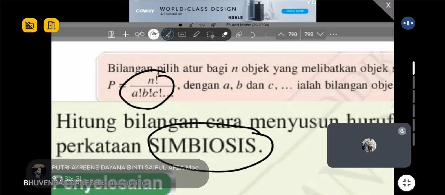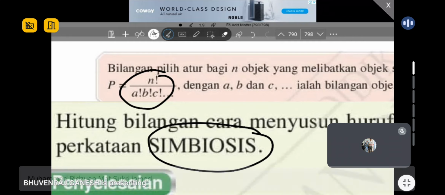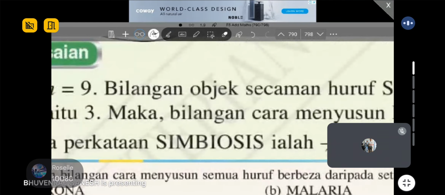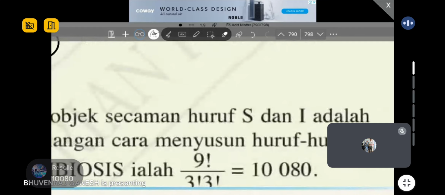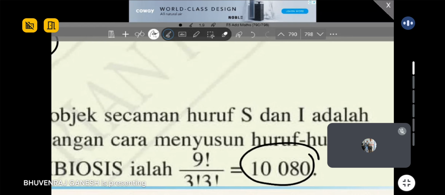Okay, very good. 9 factorial over 3 factorial times 3 factorial. Betul. So you will get this answer. Final answer is 10080. Okay, guys, so you got 3 s's and 3 i's. So that's why we divide by 3 factorial times 3 factorial. And then your final answer is this one.